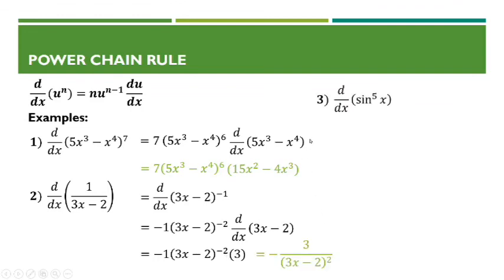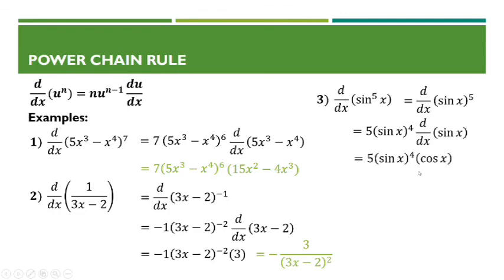And number 3, we have the derivative of sine to the fifth of x. This is equivalent to the derivative of sine x quantity raised to 5. Okay? So we have 5 sine x raised to 4, since 5 minus 1 is 4, times the derivative of sine x itself. The derivative of sine x is cosine x. So we have 5 sine to the fourth x cosine x.